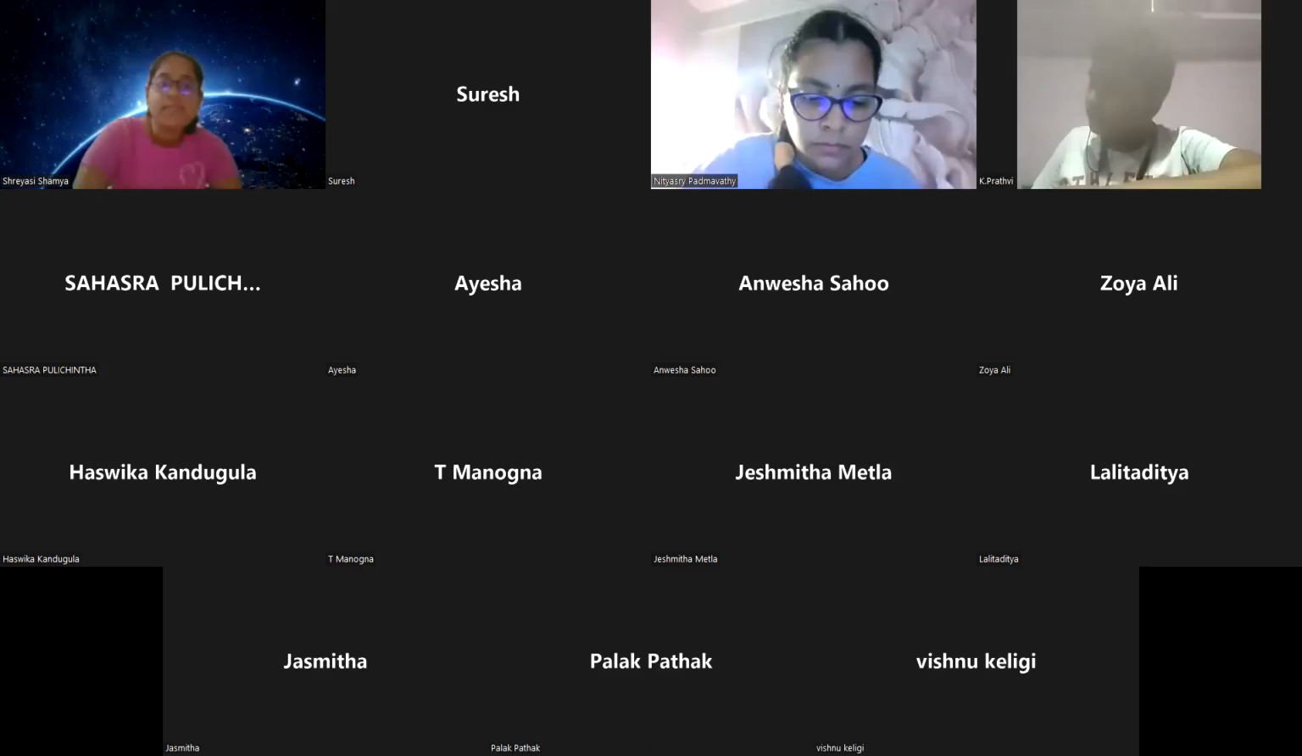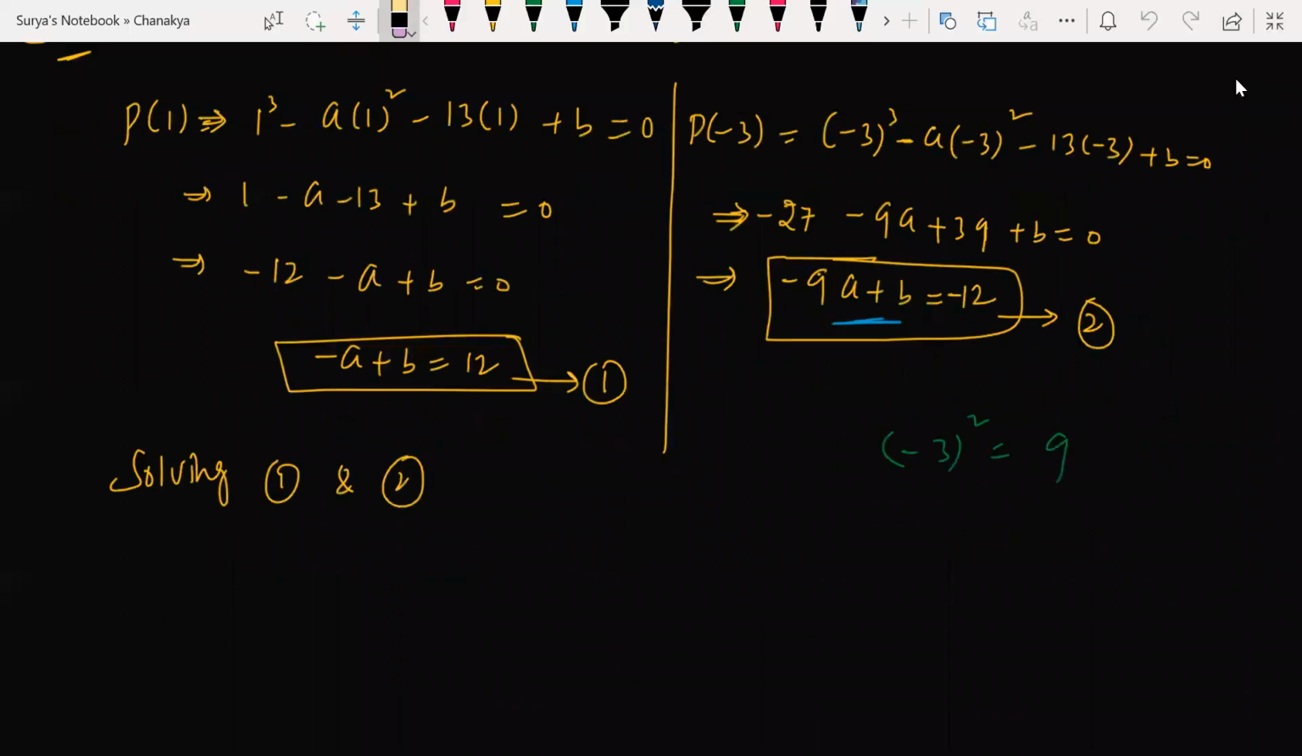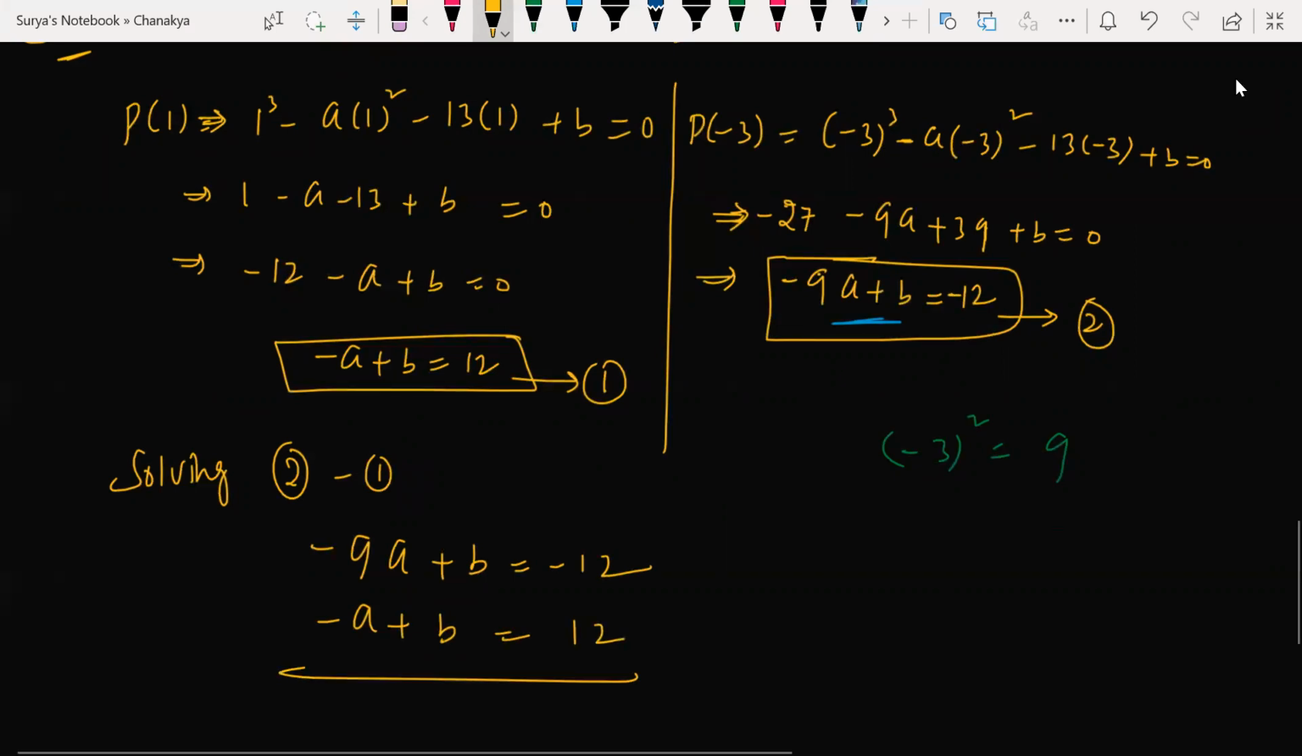Yes, got it. Many of you were giving the answer. But look here, solving 1 and 2. What can I do, beta? Can I add? Can I subtract the second equation minus the first equation? So 2 minus 1. Second equation: minus 9a plus b is equal to minus 12. Subtracting first equation, a plus b is equal to 12, right? Subtracting is nothing but here the signs will be changing, right? Here plus, minus, minus.